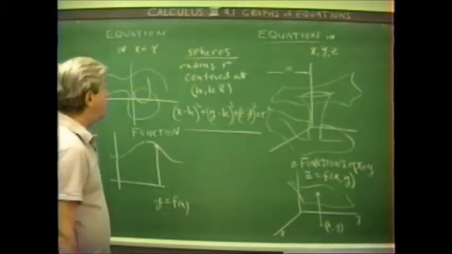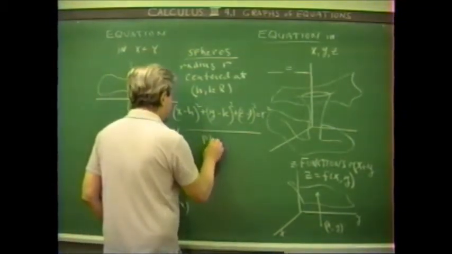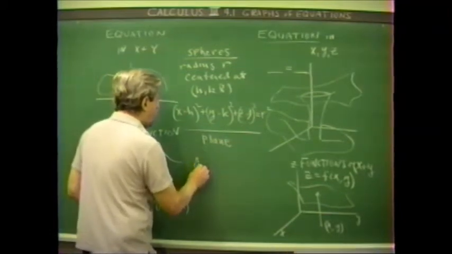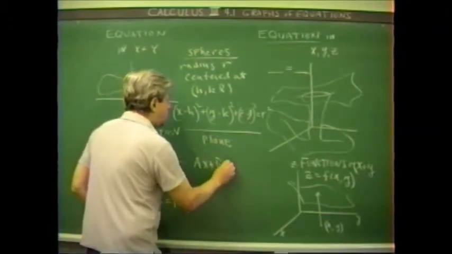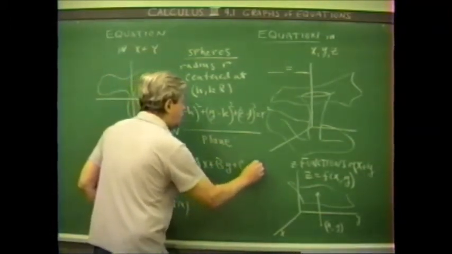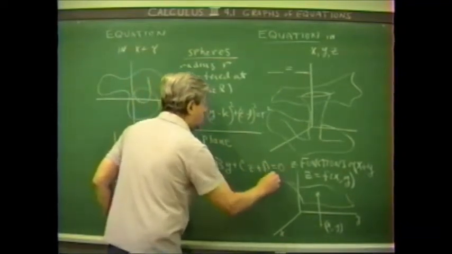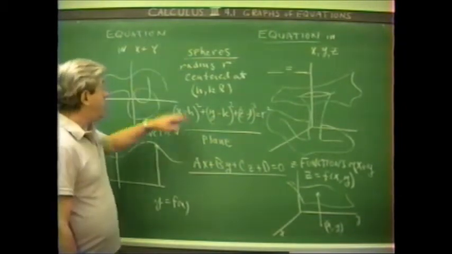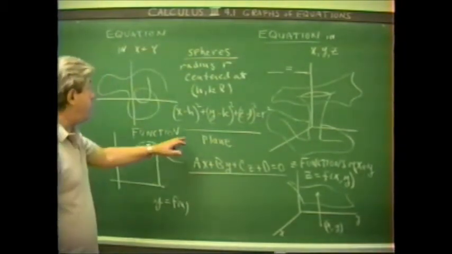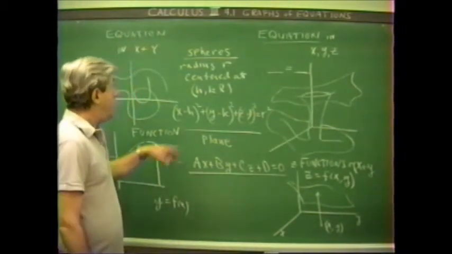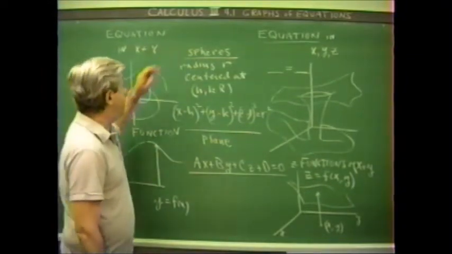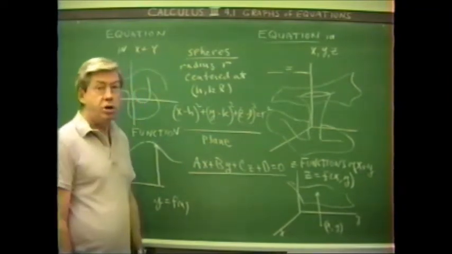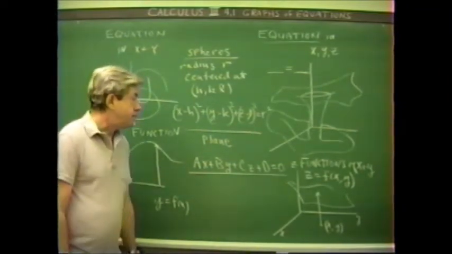And a second one that we've looked at is that of a plane. A plane has an equation of the form ax plus by plus cz plus d equals 0. So these two we've already looked at. We're going to take a look at how to draw the graphs of planes. Spheres are fairly easy. How to draw the graphs of planes and other surfaces, in particular surfaces which are called quadratic surfaces.